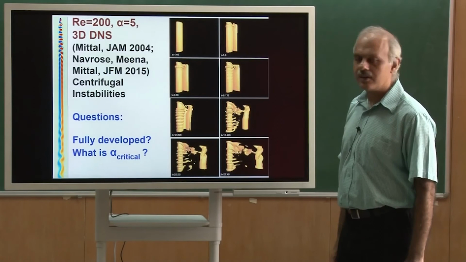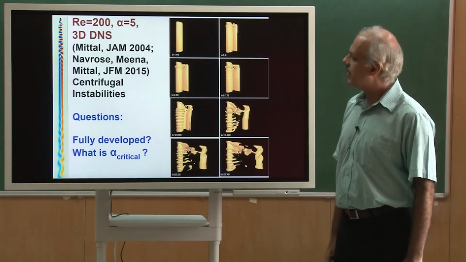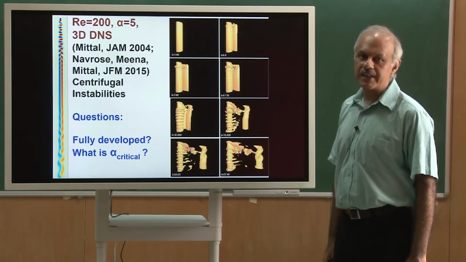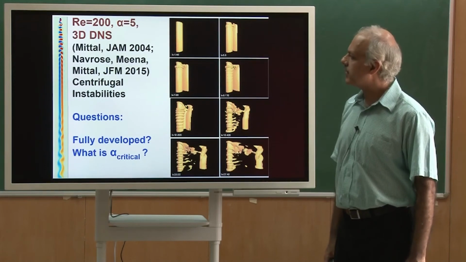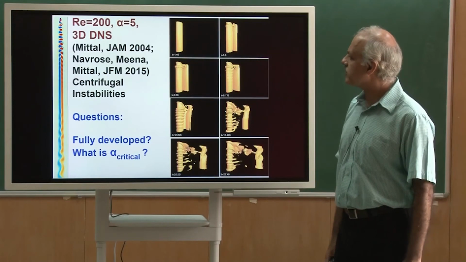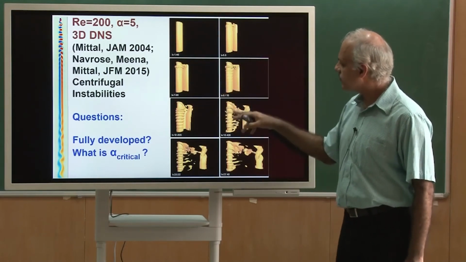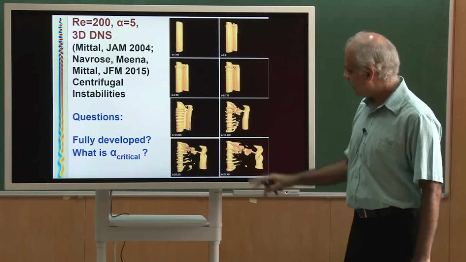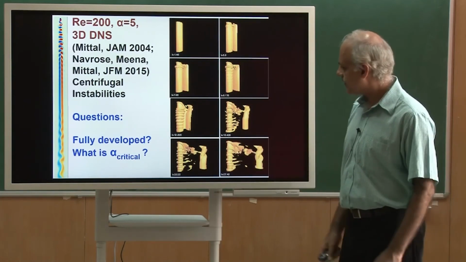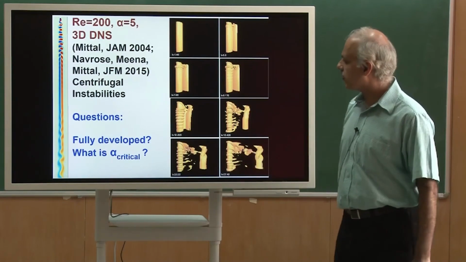And this is what we were able to see. So for Reynolds number of 200 and alpha equal to 5, the 2-dimensional flow predicts that the flow is steady. But when we did the full 3-dimensional simulation, then it turns out that at different times you get these centrifugal instabilities. Okay? And you can see this is the first vortex that is being released, it is getting twisted. So the question is, what happens to it if we run this simulation for a long time?